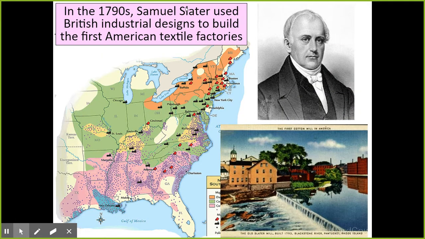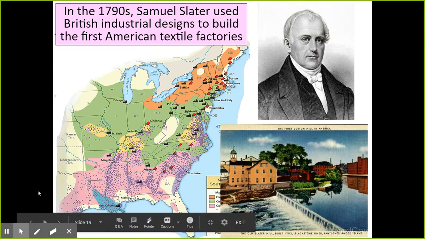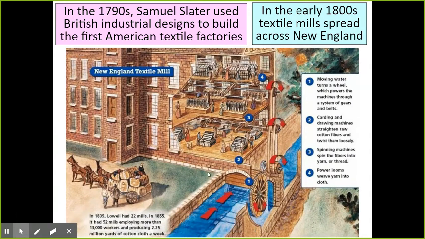In the 1790s, Samuel Slater, you'll see his name quite a bit, used British industrial design. Basically, he's an English guy who brings across the ideas of a cotton mill to the United States, and it changes. He brings it to the Northeast first and foremost, and it ultimately begins to settle down into the South. Most of the South's cotton is sent to the North, but the South does have some cotton mills. Here's what a mill looks like.